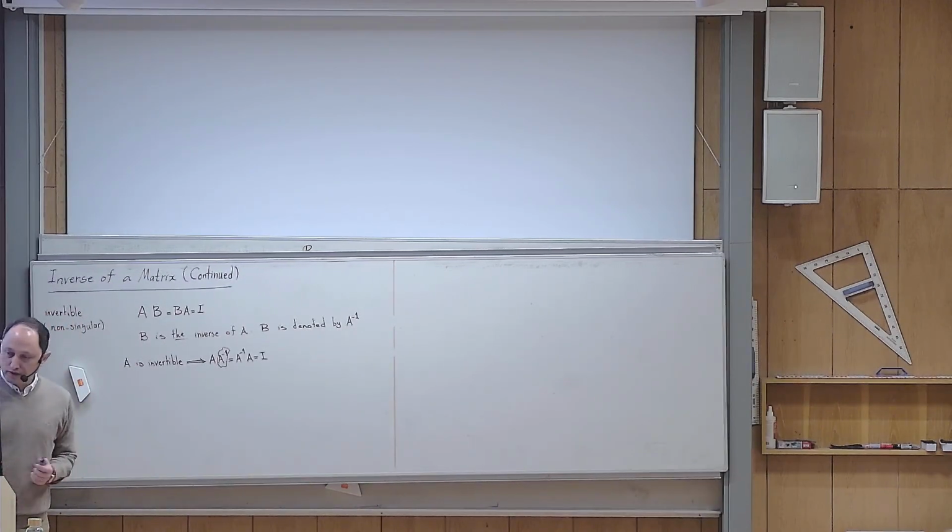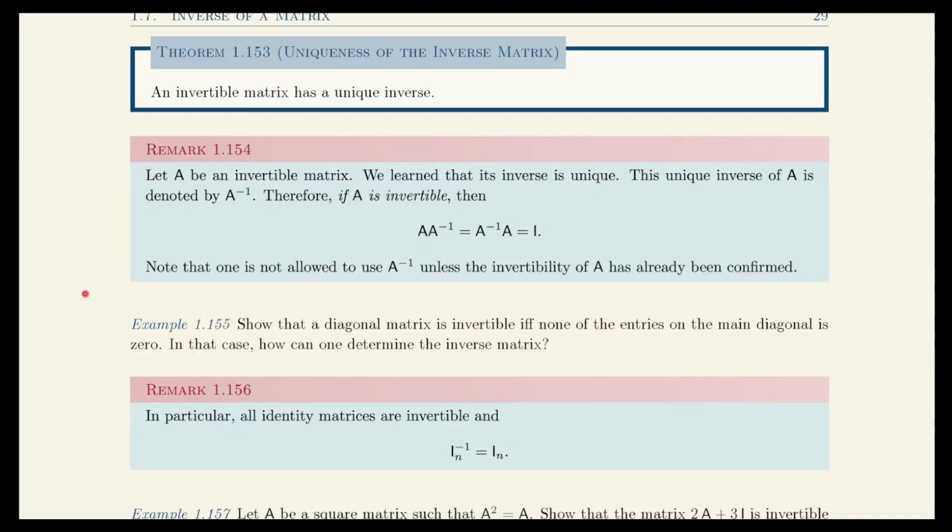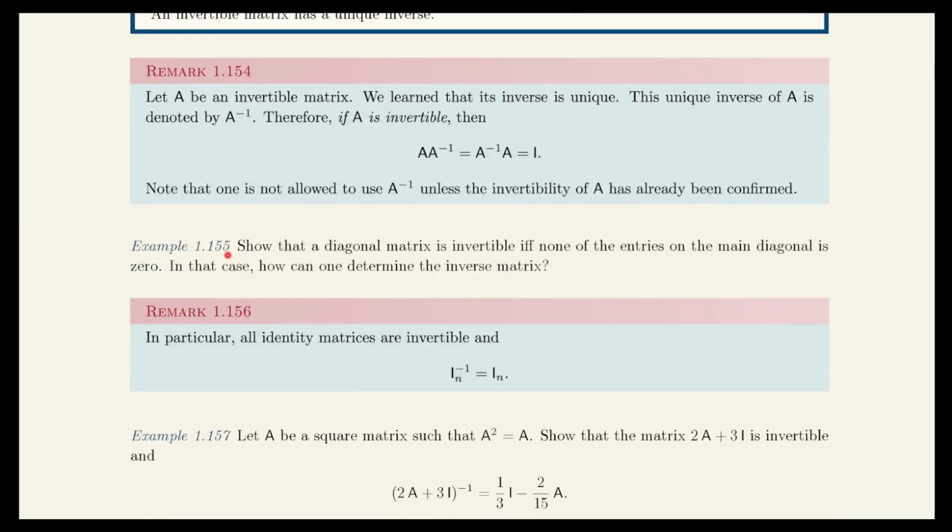Let us start with some example today. So as you see, example 155. Show that a diagonal matrix is invertible if and only if none of the entries on the main diagonal is zero. In that case, how can one determine the inverse matrix? Okay, so that's the question we want to answer.